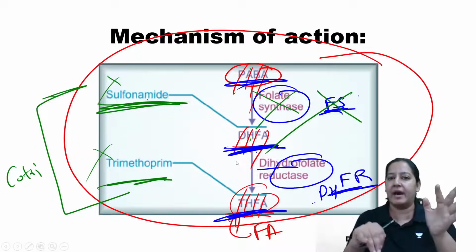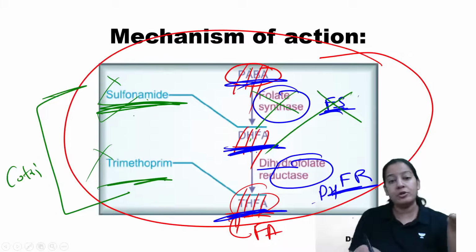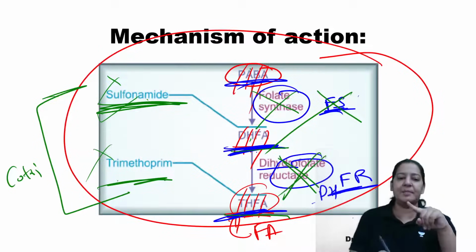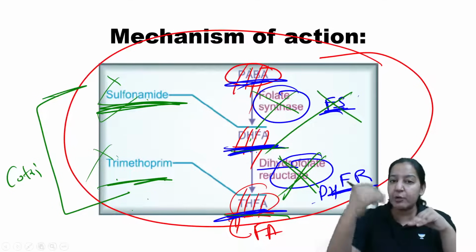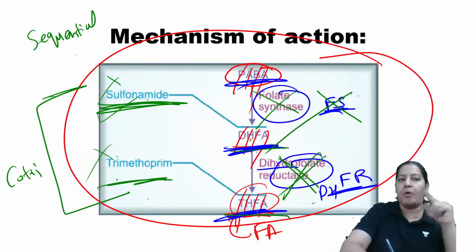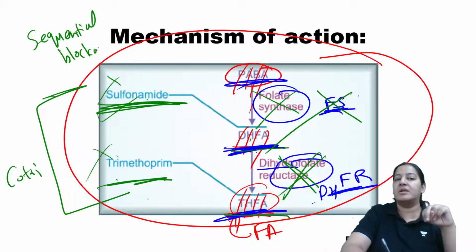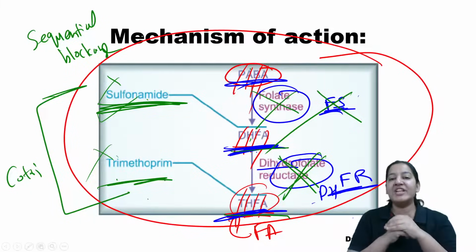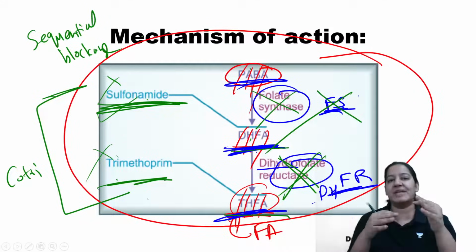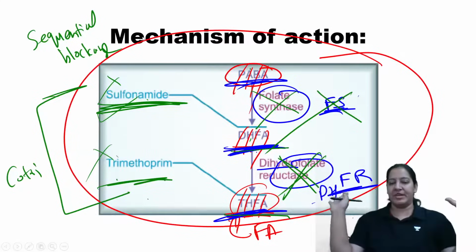By mistake, if a little conversion happens, or someone creates resistance, then the second conversion, that is DHFA to THFA, dihydrofolic acid to tetrahydrofolic acid, is done by another enzyme, dihydrofolate reductase, and that is inhibited by trimethoprim. Right? So it is a sequential blockage. So the two drugs in combination are doing sequential blockage, and they are complementing each other's action. Is the word complement suitable here? Yes. That's why this is the best combination.